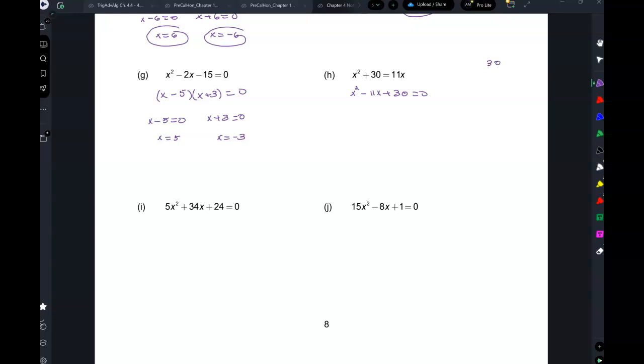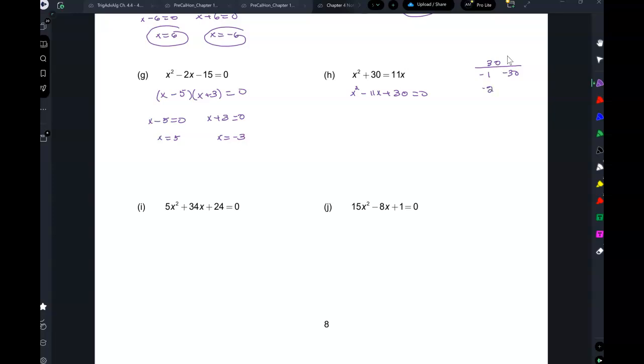Right. So if you get stumped, go in order. So how do we get 30? I like to go systematically, right? 1 and 30. But now look. If they have to multiply to positive and add to a negative, that means both of these have to be negative, right? So -1 and -30. Okay, that doesn't add to 11.